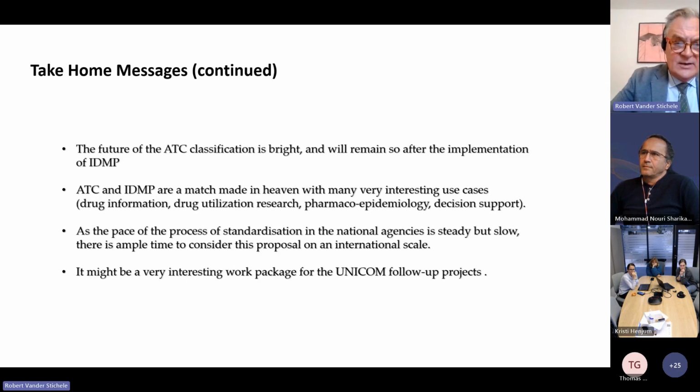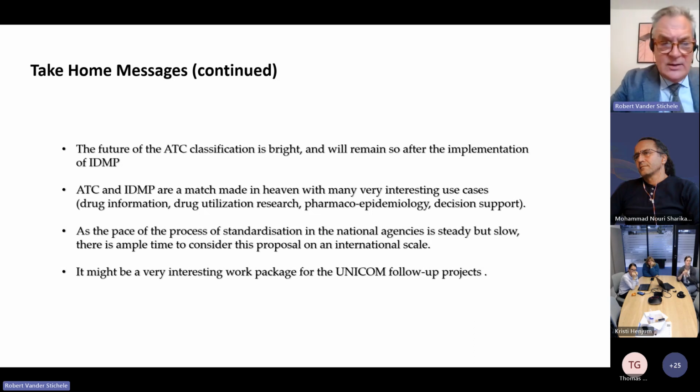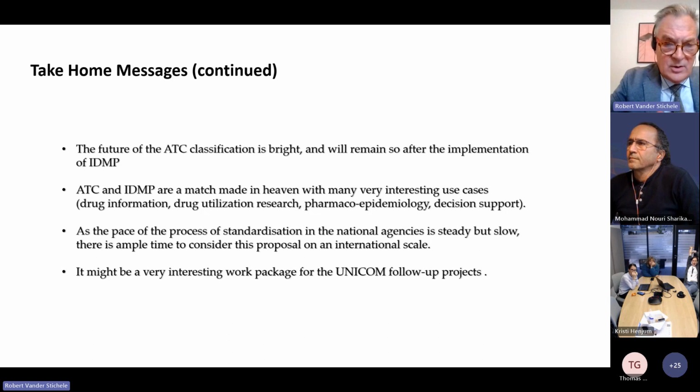The future of the ATC classification is bright, in my opinion, and will remain so, and even be reinforced after the implementation of IDMP. ATC and IDMP are a match made in heaven, with many very interesting use cases: drug information, drug utilization research, pharmacoepidemiology, decision support.